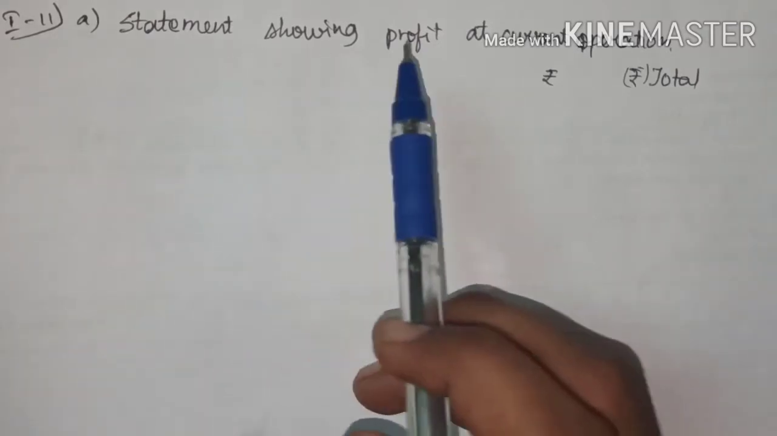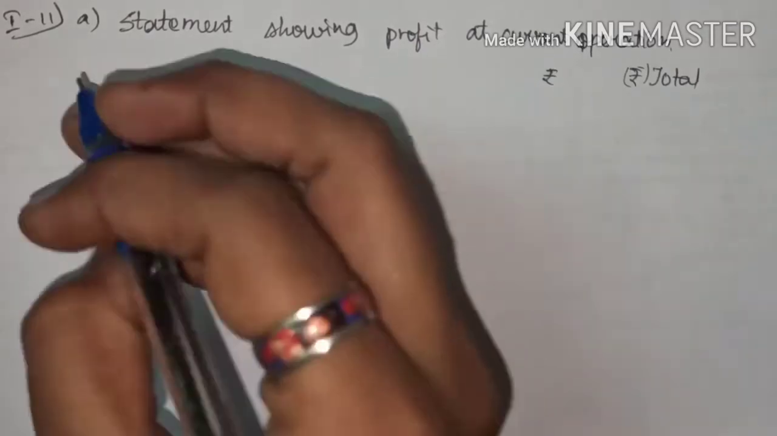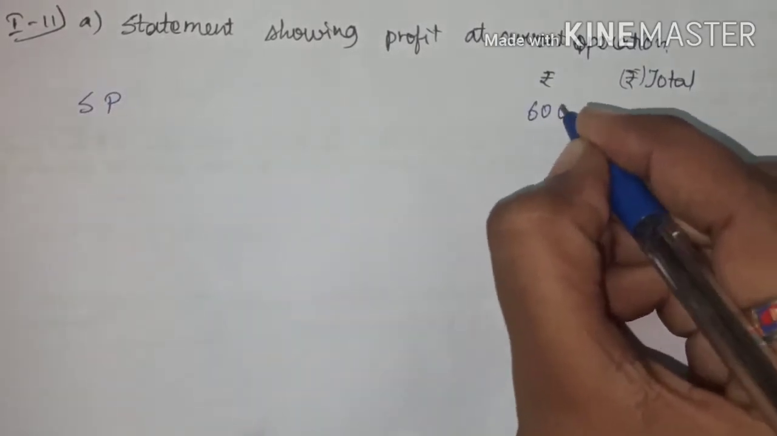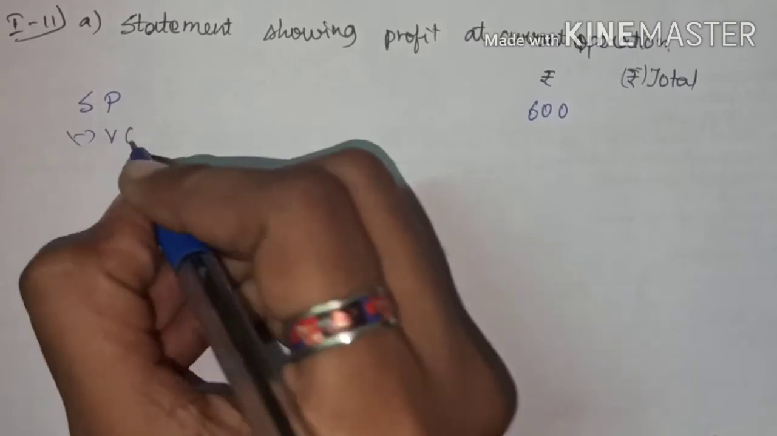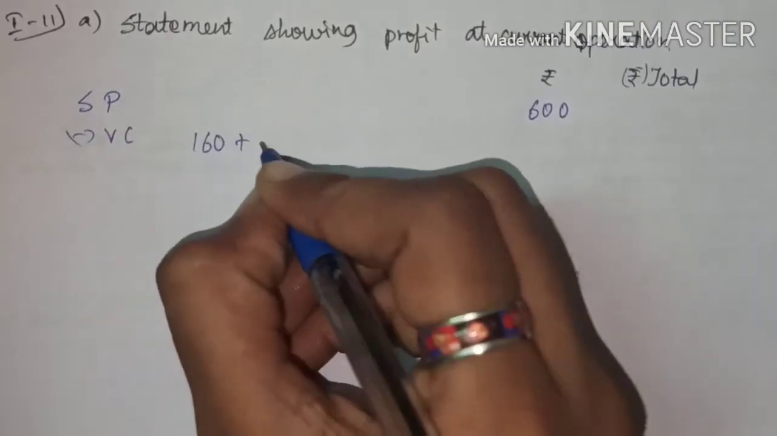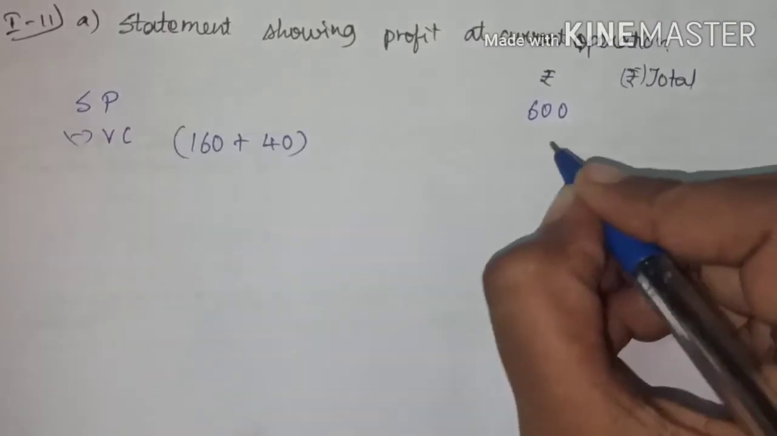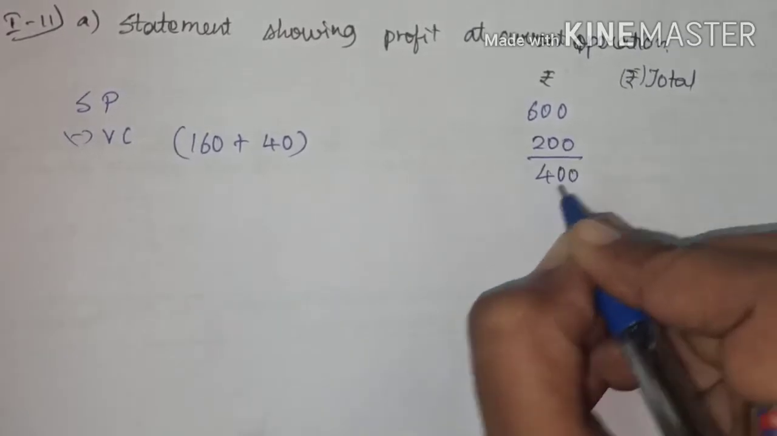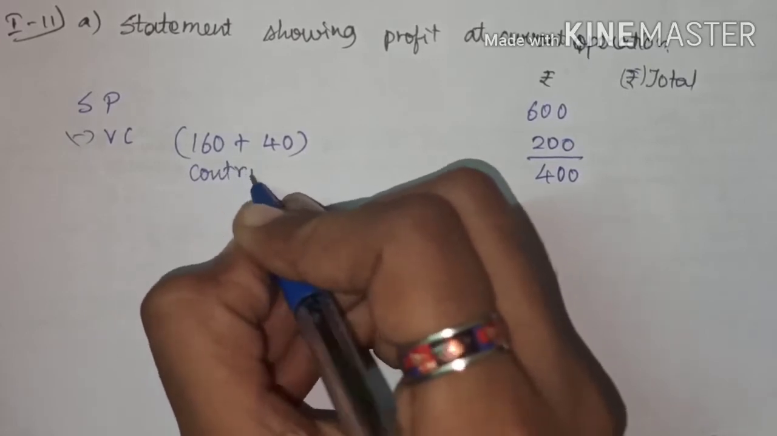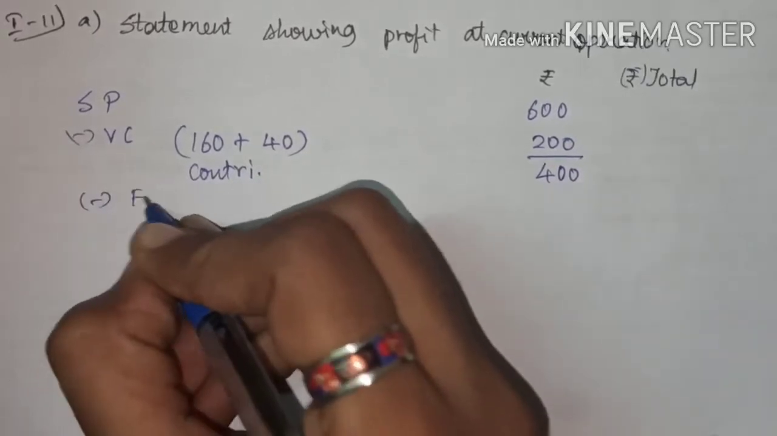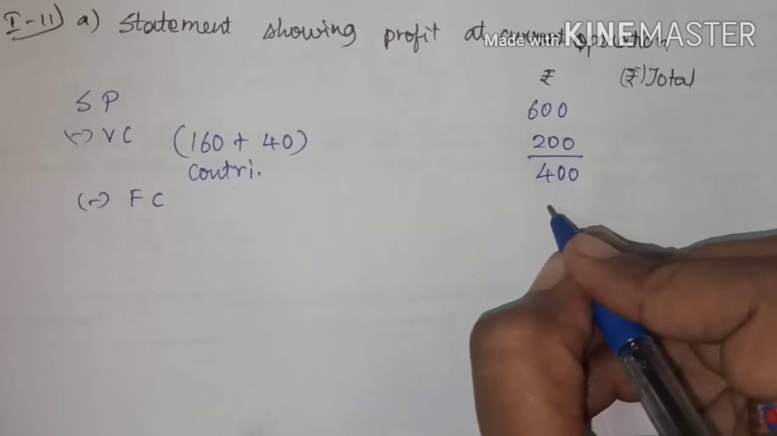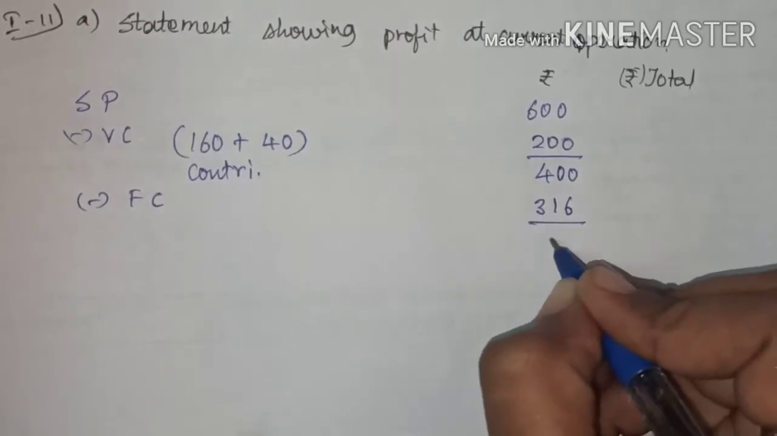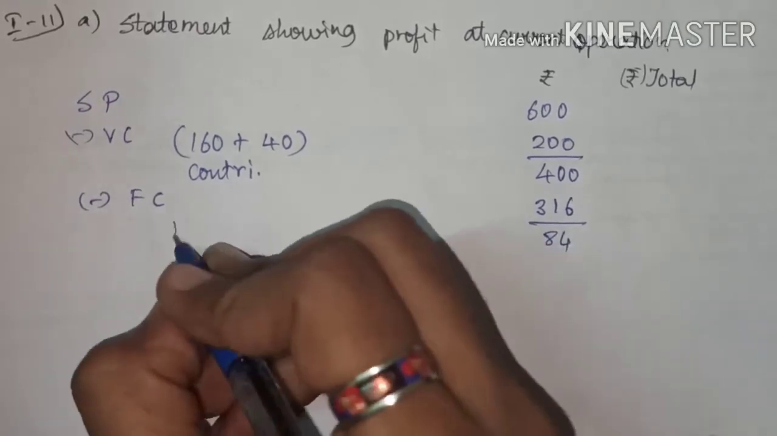First one is the statement showing profit at current operation. Selling price is 600. Next, variable cost is 160 plus assembly cost 40. It is 200 and contribution is 400. Then fixed cost per unit is 316 and the profit per unit is 84.